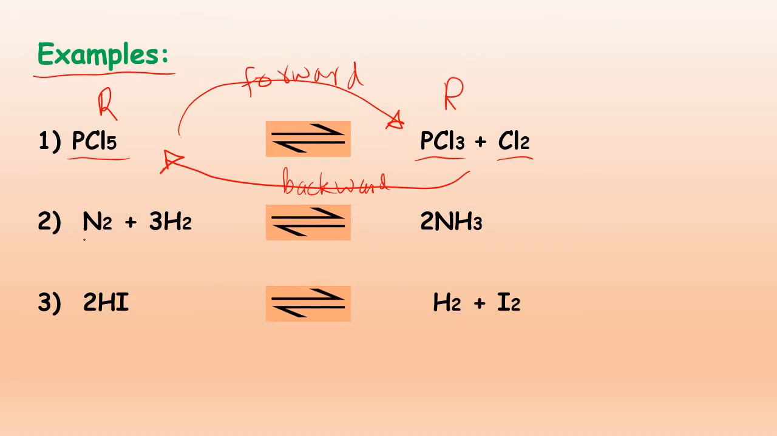Similarly, when nitrogen reacts with hydrogen, it will produce ammonia, right? So this is also a reversible reaction, meaning reactants can be converted into products and products can be converted again into reactants. So this is a both way direction reaction, forward and backward. Then the last one, hydrogen iodide can be converted into hydrogen and oxygen gas, and then hydrogen and oxygen gas can combine to form hydrogen iodide, right? So these are some examples related to the reversible reactions.